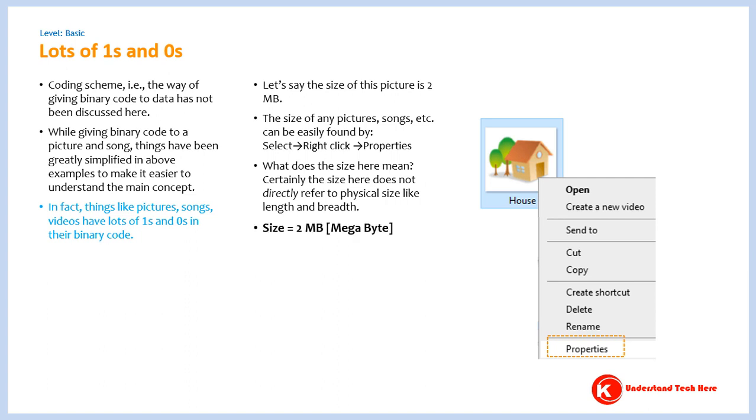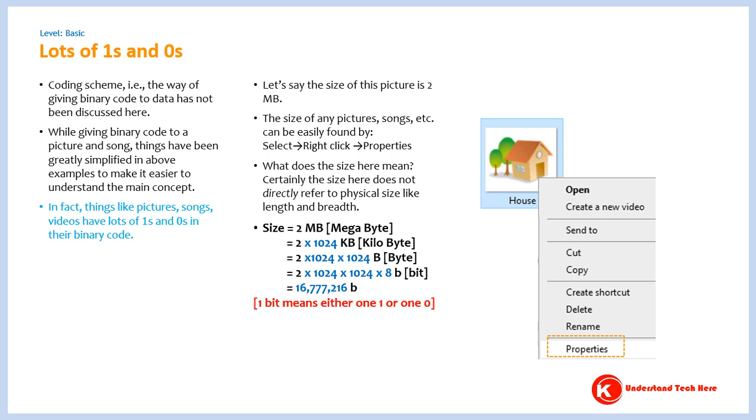Let's do some math here. So the size of the picture is 2 MB. If you multiply that by 1024, megabyte becomes kilobyte. If you again multiply by 1024, kilobyte becomes byte. If you multiply by 8, byte becomes bit. So you have more than 16 million bits. Now remember, 1 bit means either 1 or 0. So when you say the size of the picture is 2 MB, it means there are more than 16 million ones and zeros in a binary code of that picture.